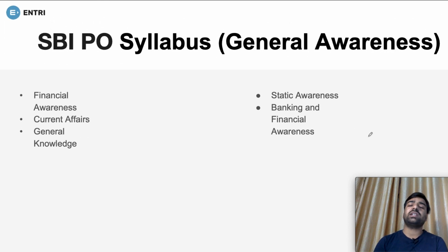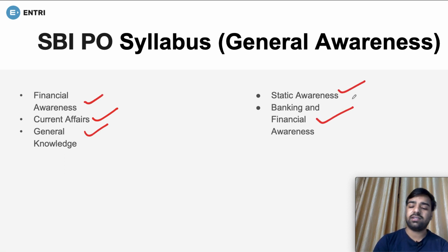If we talk about the general awareness part, then as you know, here the current affairs always play a significant role. So current affairs, no doubt, are there. Then there is financial awareness, general knowledge, static awareness, banking and financial awareness.